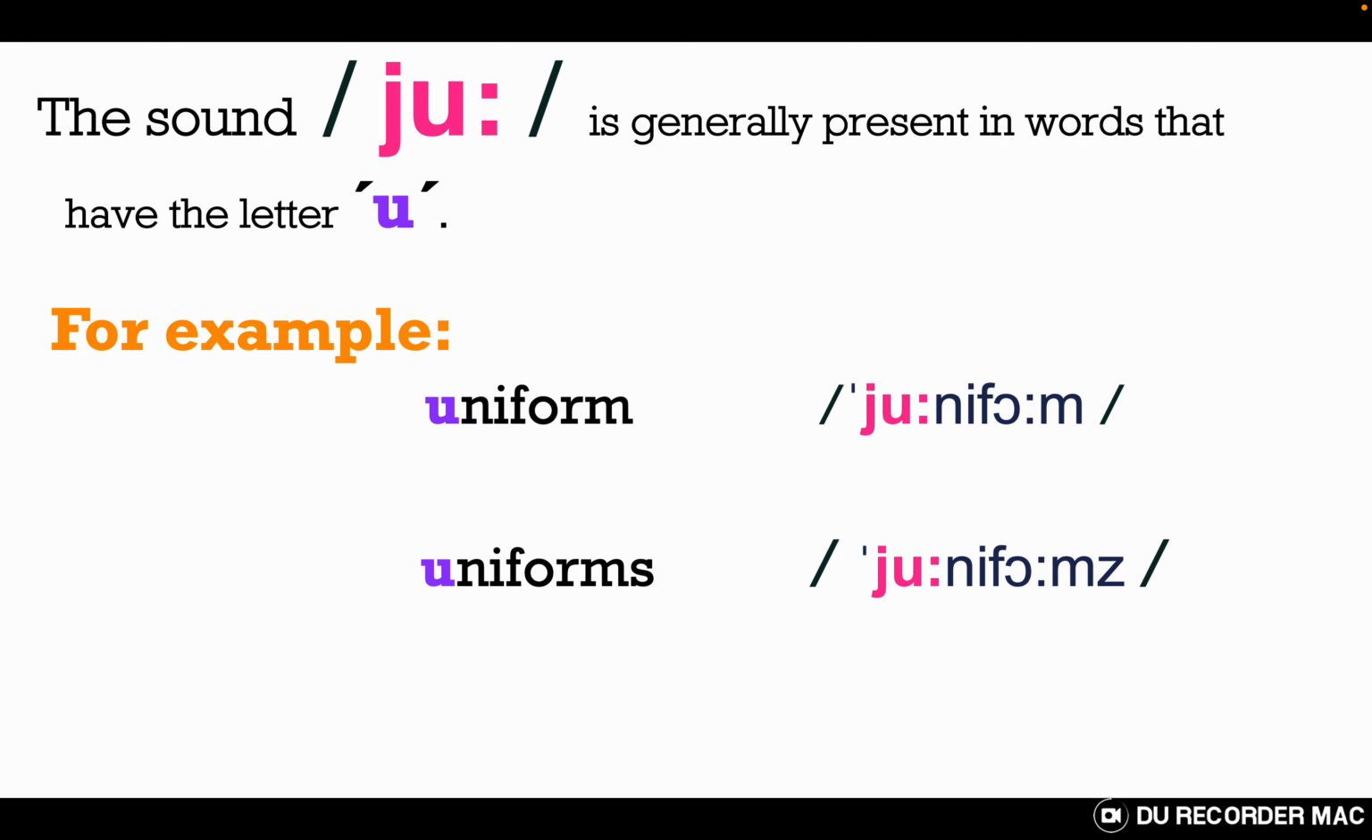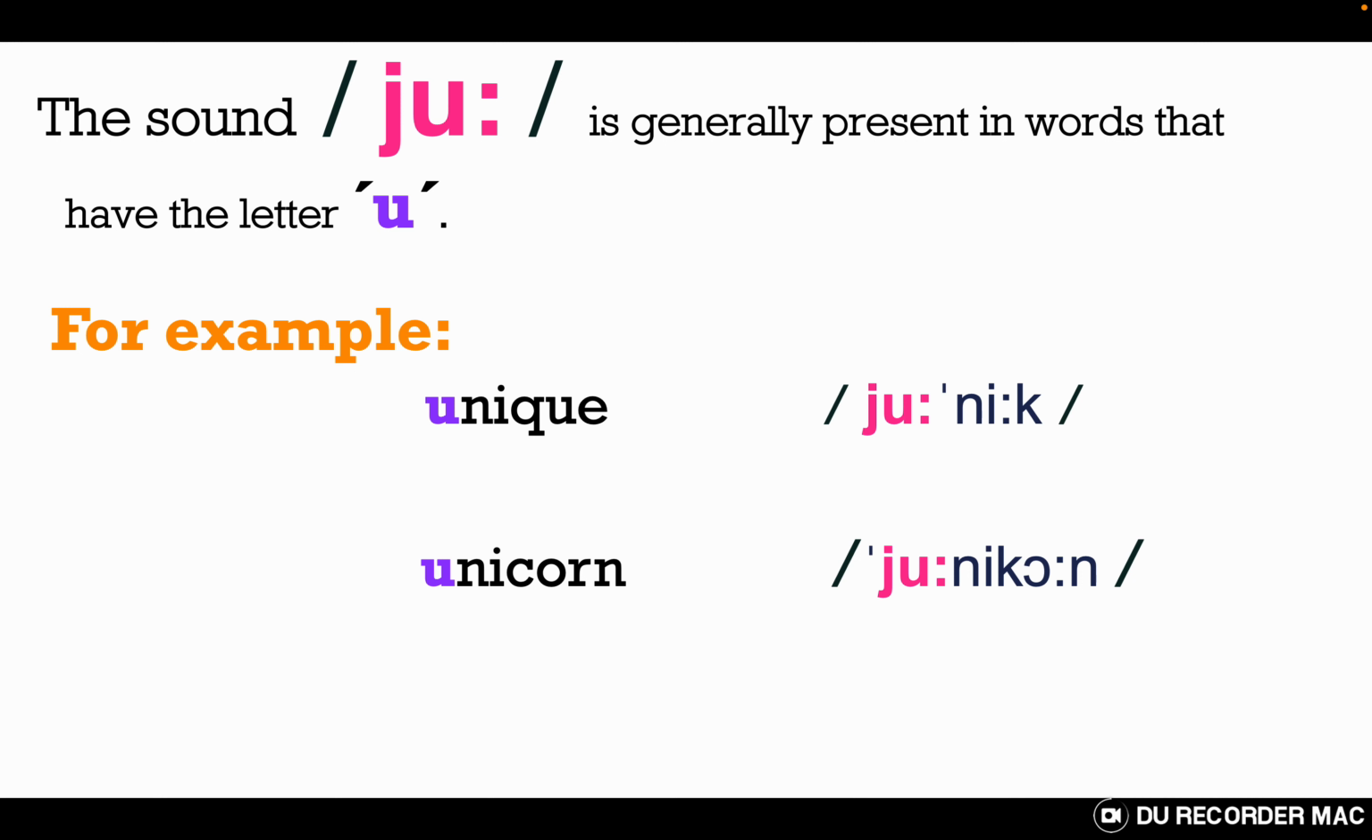The first word is unique, unique. The second word is unicorn, unicorn. Let's repeat after me. The first one, unique, unique. The second word, unicorn, unicorn. Let's go to the next slide.